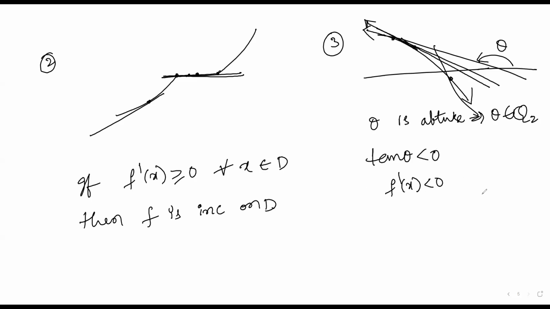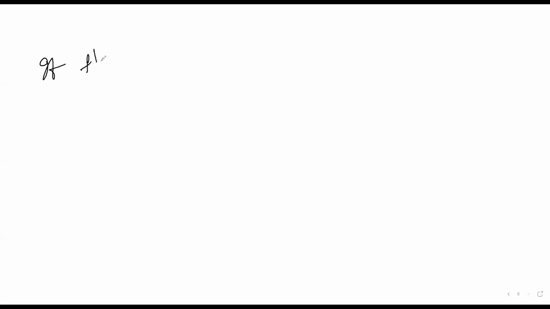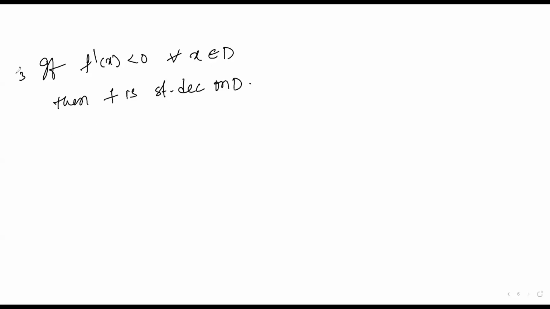Therefore, if at all f dash of x is less than 0 for all x belongs to the domain, whatever interval you are discussing, then what you can say? Then f is strictly decreasing on D.